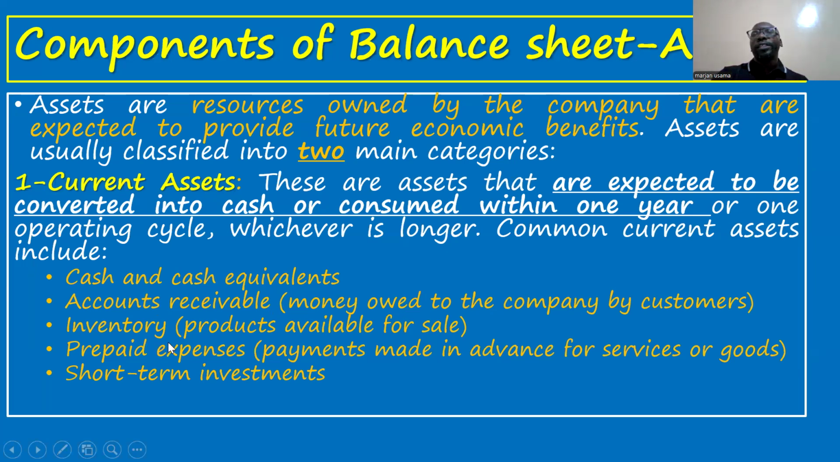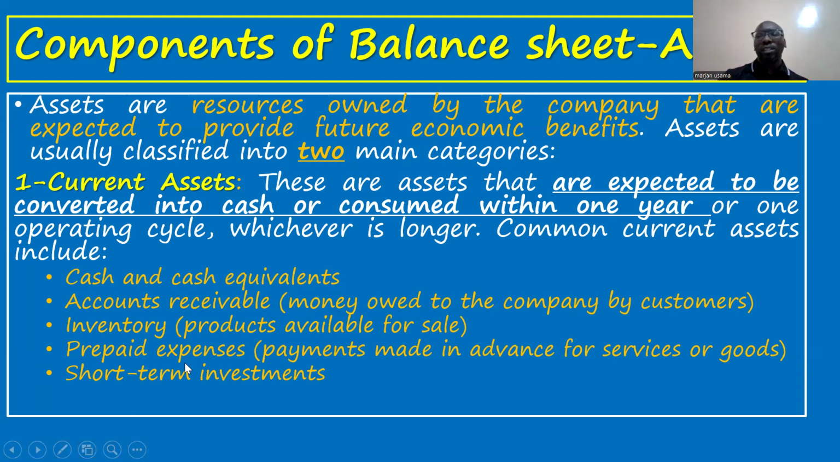Inventory. When you're talking about inventories, al-makhazin, al-makhzunat, anything inside your store. So if you are selling products, those products are known as inventories. Then prepaid expenses, payment made in advance for services or goods. Sometimes you pay for services and goods in advance. So that is an asset to you.